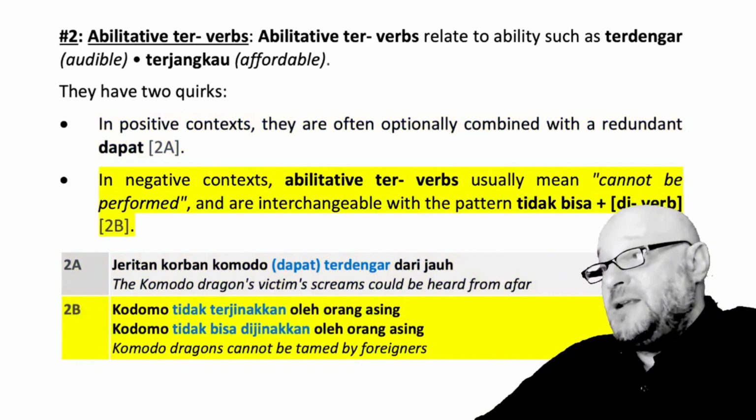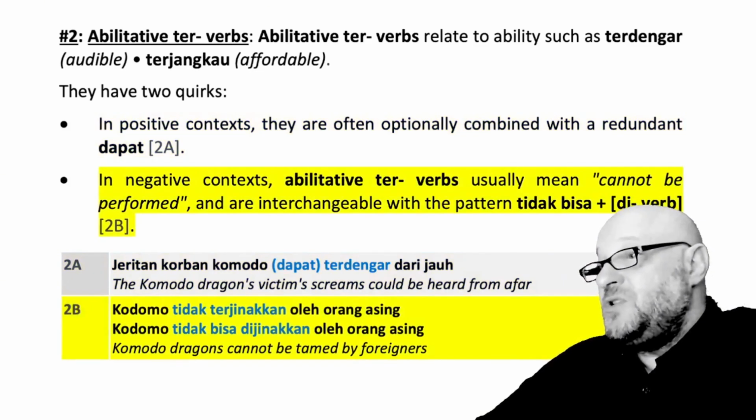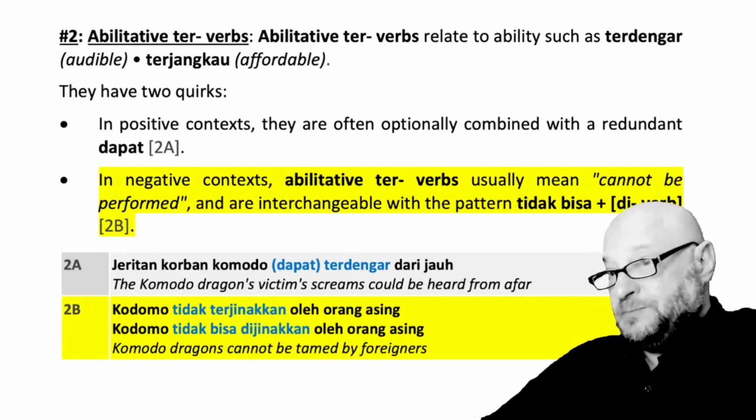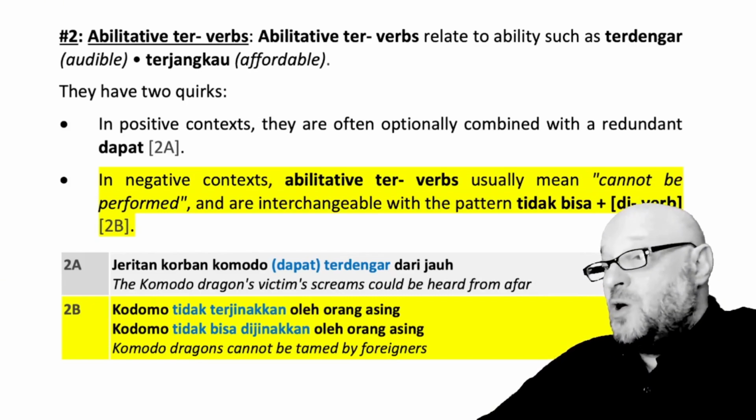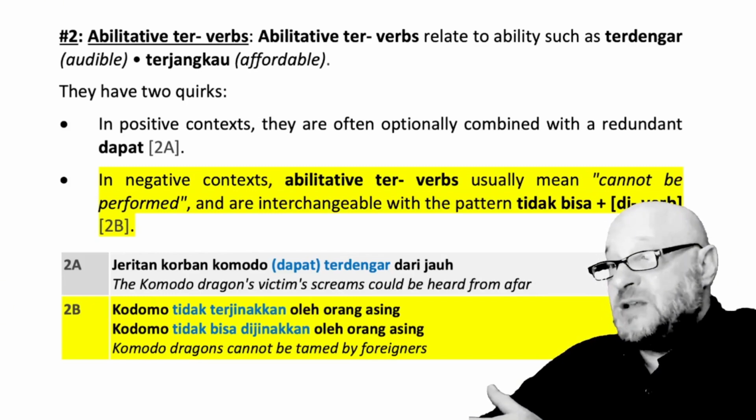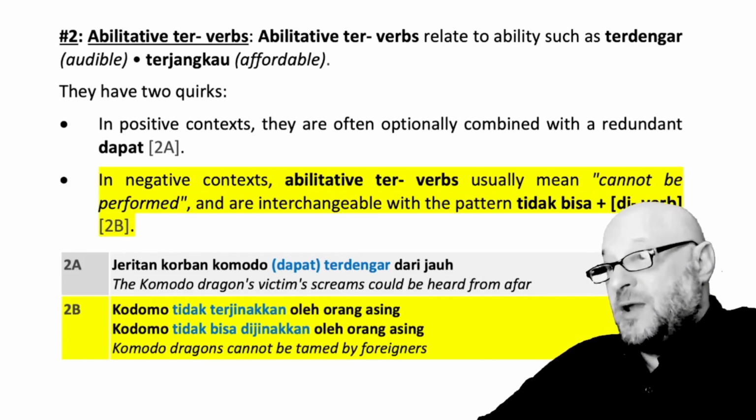In negative contexts, abilitative verbs usually mean cannot be performed and are interchangeable with the pattern tidak bisa plus di- verb. Example 2b, Komodo tidak terjinakkan oleh orang asing. Komodo dragons cannot be tamed by foreigners could be alternatively expressed as Komodo tidak bisa dijinakkan oleh orang asing.